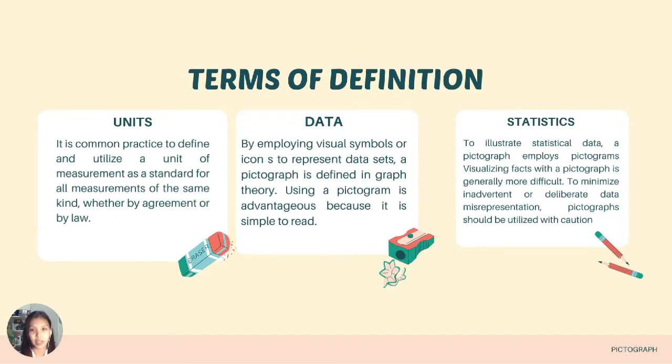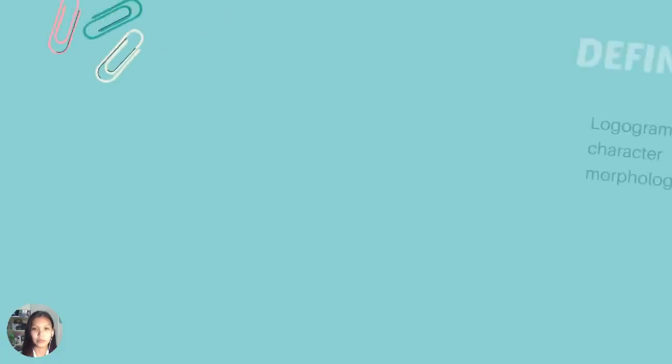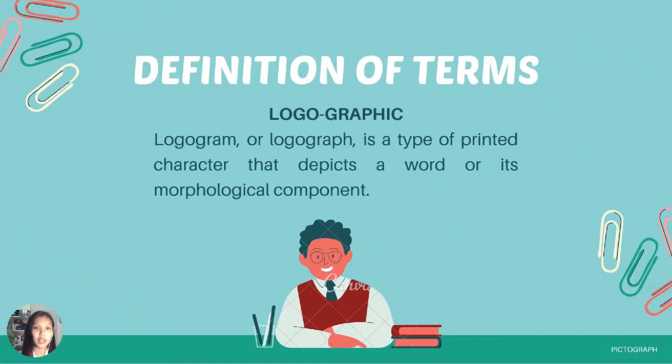Next is statistics. To illustrate statistical data, a pictograph employs pictograms. Visualizing facts with pictograph is generally more difficult. To minimize inadvertent or deliberate data misrepresentation, pictographs should be utilized with caution. And the last one is logographic. Logogram or logograph is a type of printed character that depicts a word or morphological component.